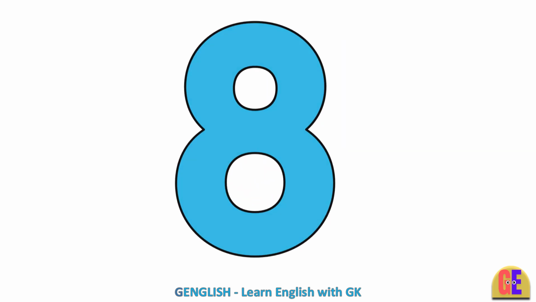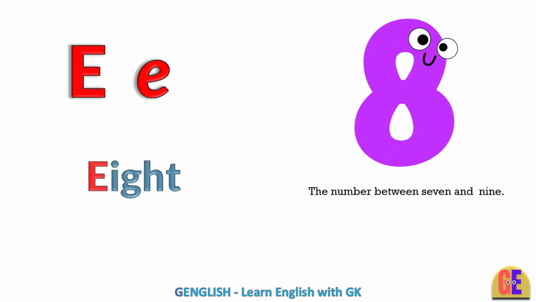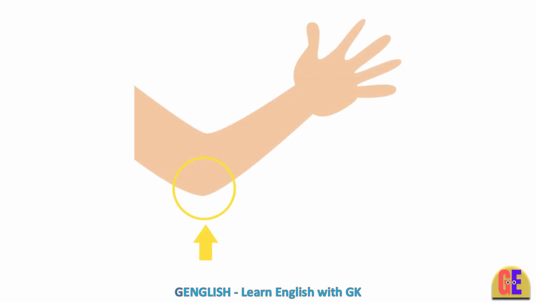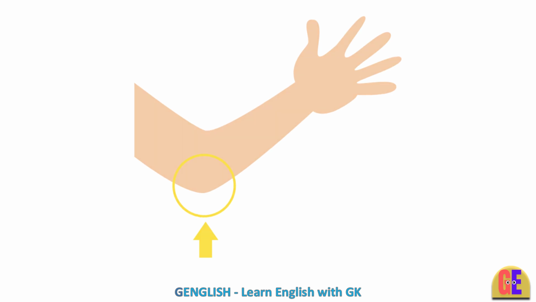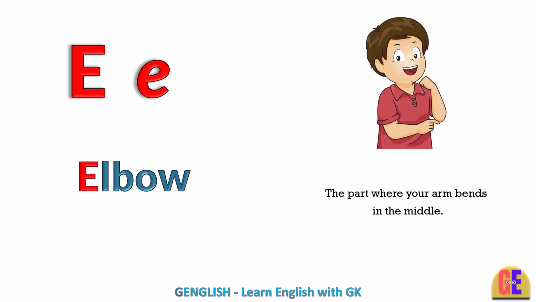Eight. E for eight, the number between 7 and 9. Elbow. E for elbow, the part where your arm bends in the middle.